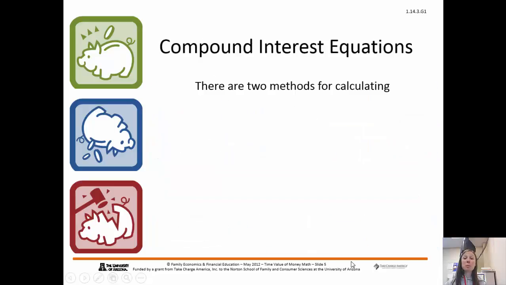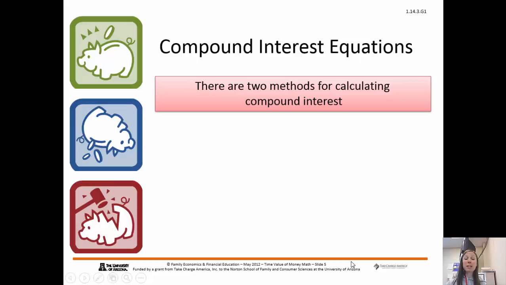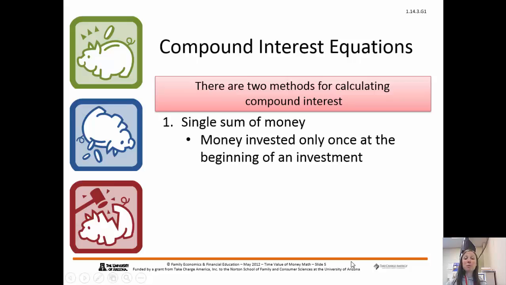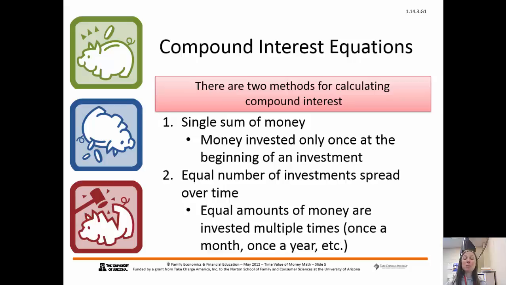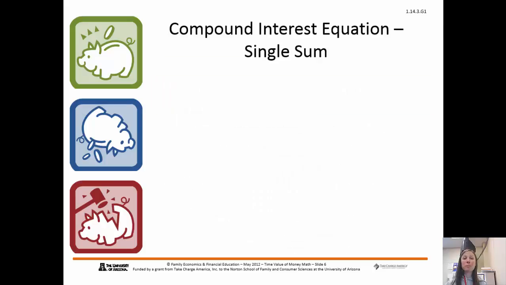Now compound interest is a little more complex. There's 2 methods for calculating compound interest. Single sum of money, if the money is invested only once at the beginning of an investment, or if it's equal number of investments spread over time. And there's actually lots of calculators online that can help you with these things as well. So that's the equal amounts of money invested multiple times a year, like every month or every year.